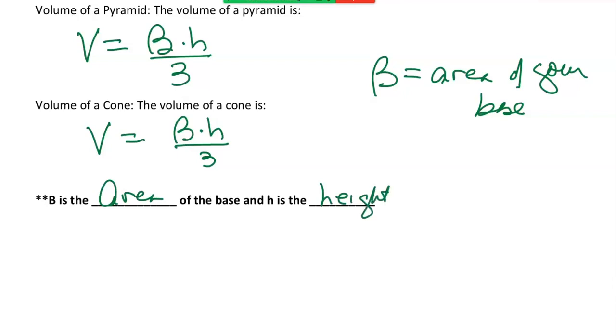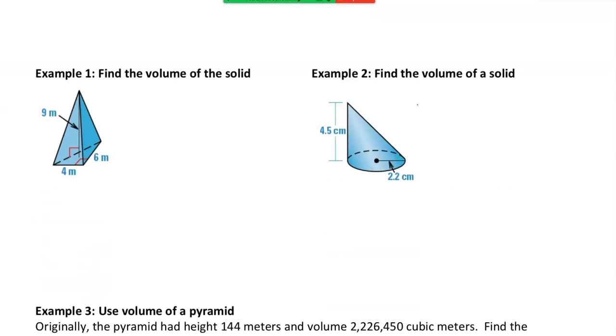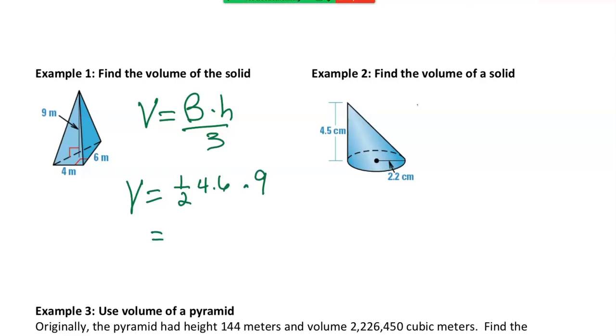Okay, so let's see if we can practice doing a couple of problems along these lines. So you've got some examples. It's a similar technique to what we've done just a little while ago. Volume equals capital B times H over 3. So volume is going to equal, I have a triangle on the bottom, so it's 1/2 base times height, and that's 4 times 6 times the overall height. So that's going to give me a volume of 36 meters cubed.